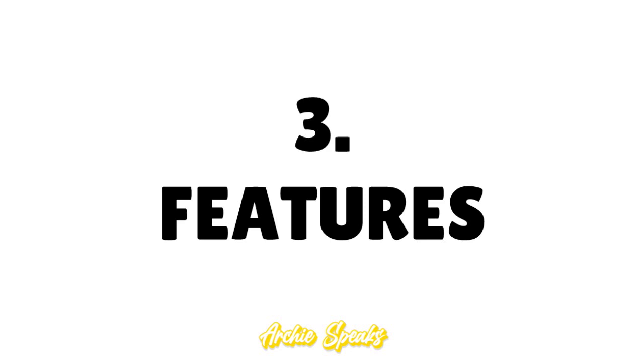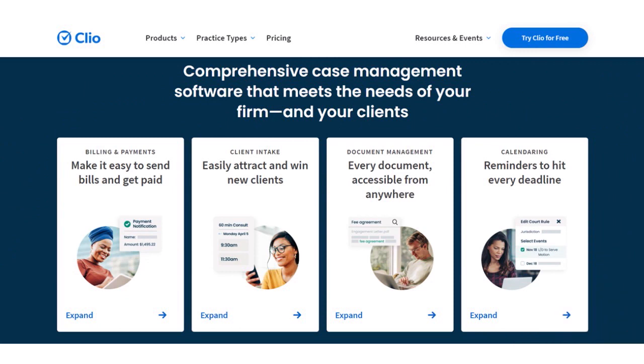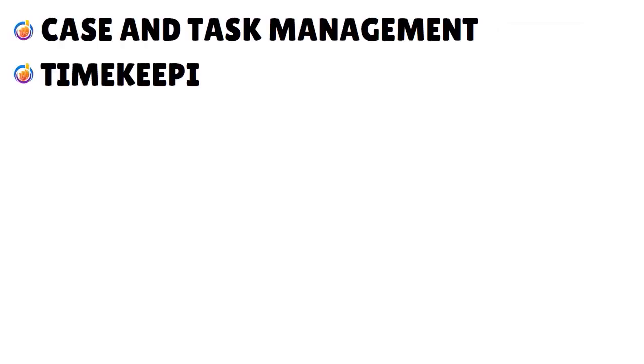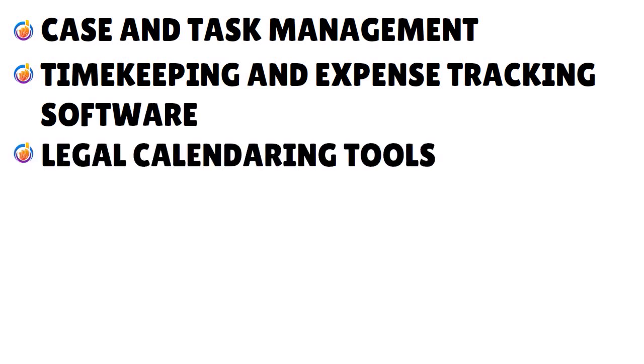Let's talk about the features. So when you think about Clio, what features should you really pay attention to? First of all, it's important to understand that you have, as I said before, core features and ancillary features. So within Clio Manage, you have case and task management. You have timekeeping and expense tracking software. You have legal calendaring tools.